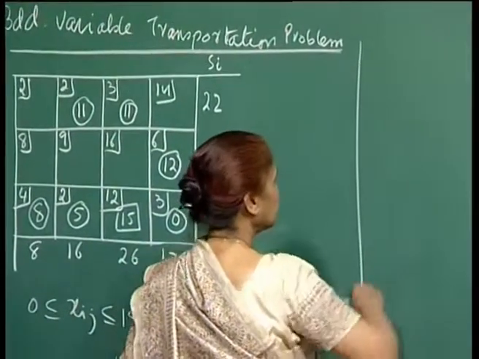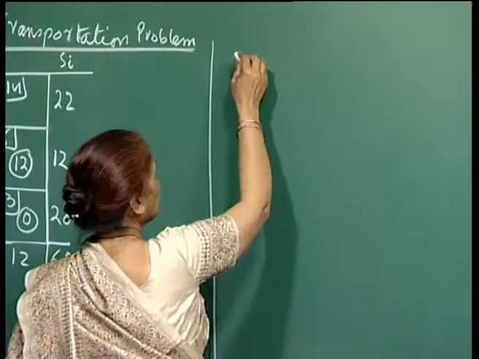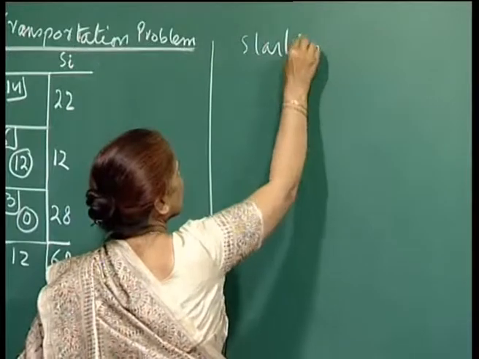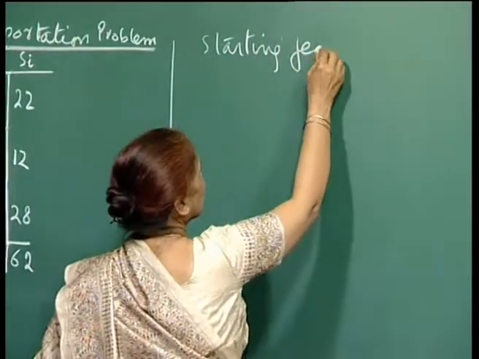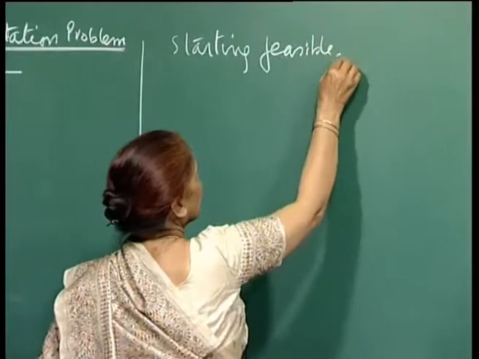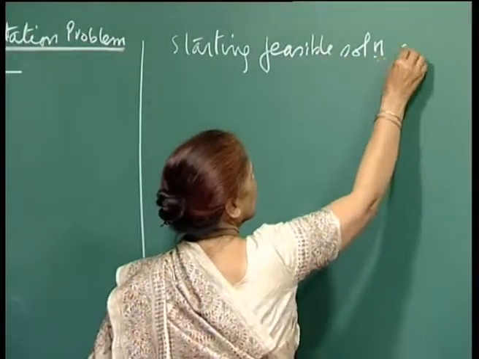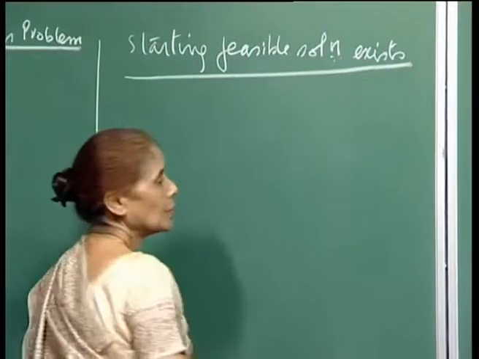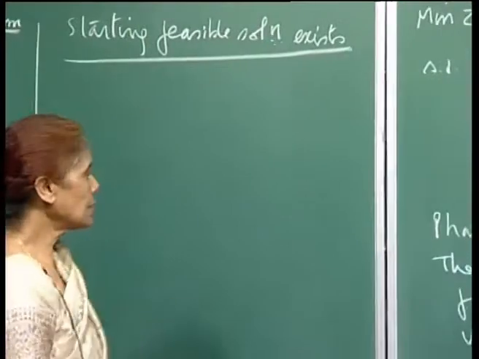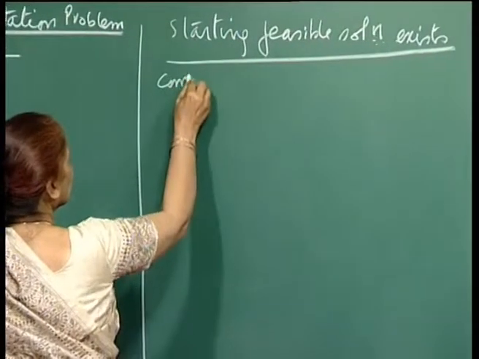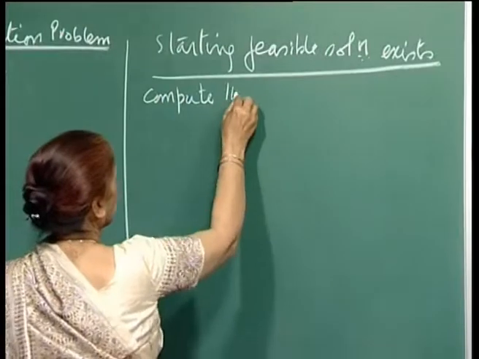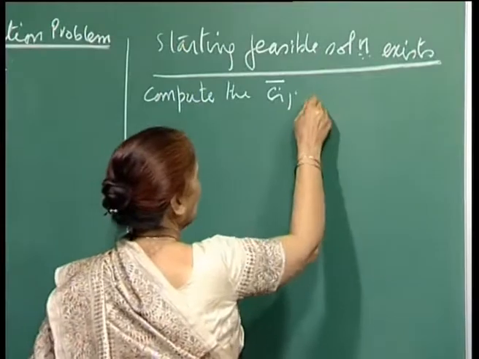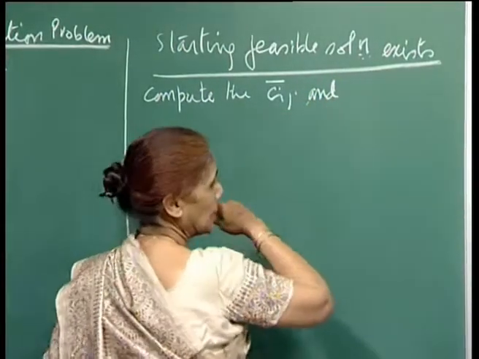Suppose you have a starting basic feasible solution, so a starting feasible solution exists, right. Then you will compute your Cij bars, the relative prices, and select.